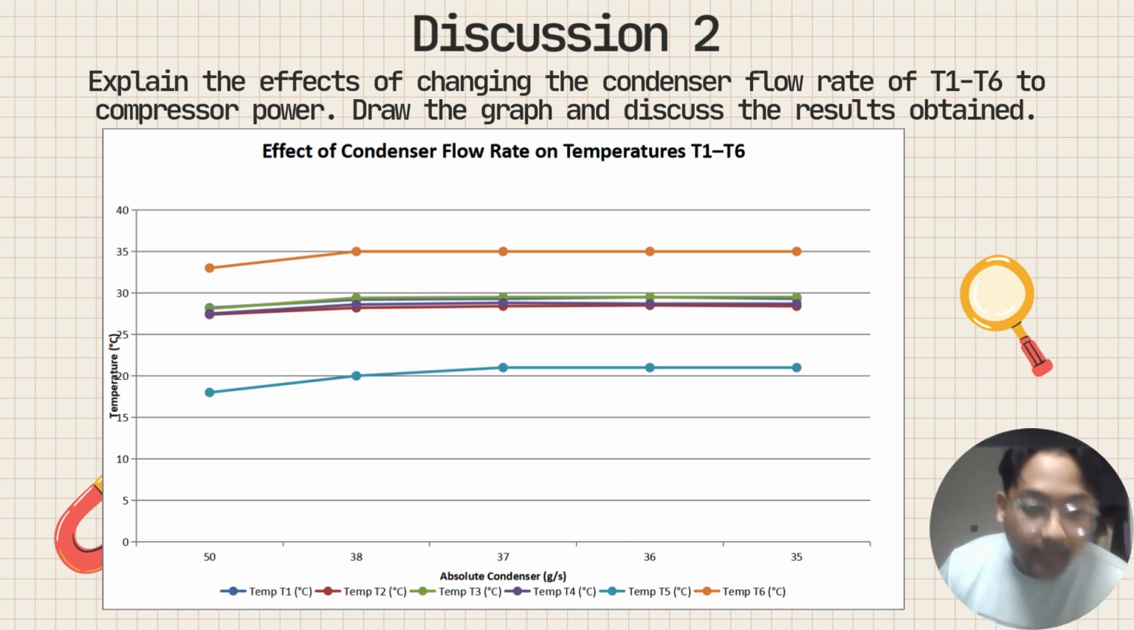So here's the graph. As you can see, the provided graph shows the relationship between condenser flow rate, measured in gram per second, and various temperature points, T1 and T6, in what appears to be a refrigeration or HVAC system. Examining this data reveals several key points.